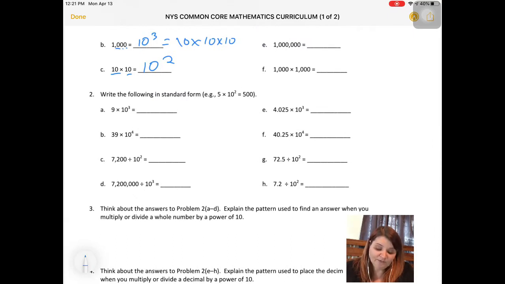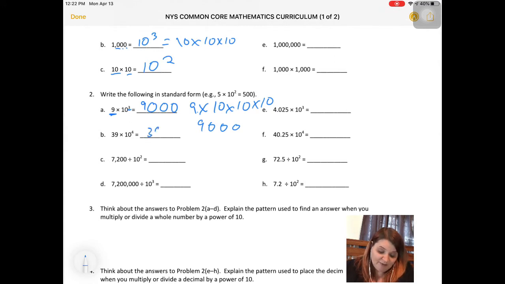Okay? And then if you go down to the bottom of the page here, it says write the following in standard form. So 5 times 10 to the second power is 500. What you're going to do here is write this number here, the 9, and then however much the power is, that's how many zeros you have after your 9. So 1, 2, 3. This is the same as saying 9 times 10 times 10 times 10, which if we multiply, every time we multiply by 10, we add a 0. So 9 times 10 is 90, times 10 is 900, times 10 is 9,000.